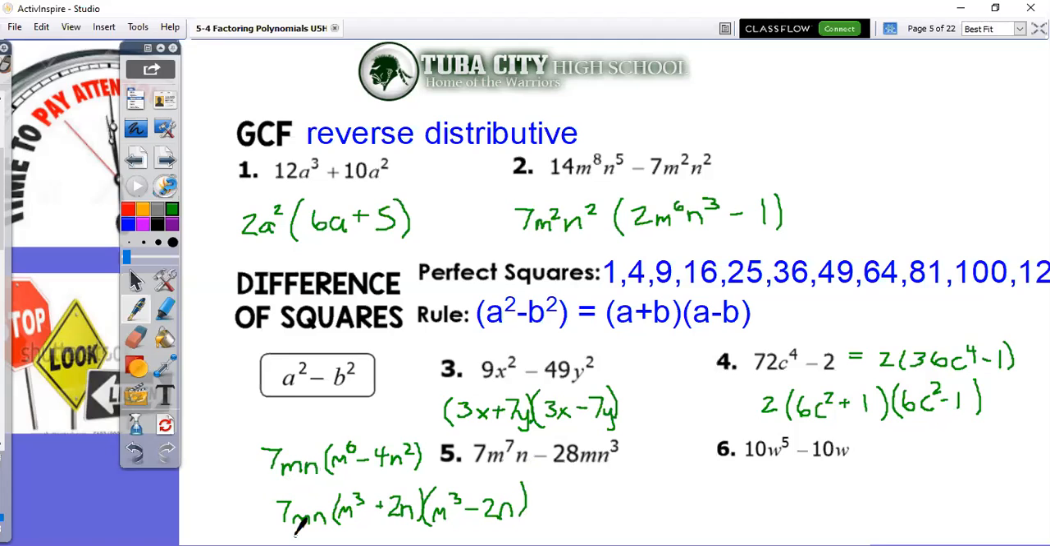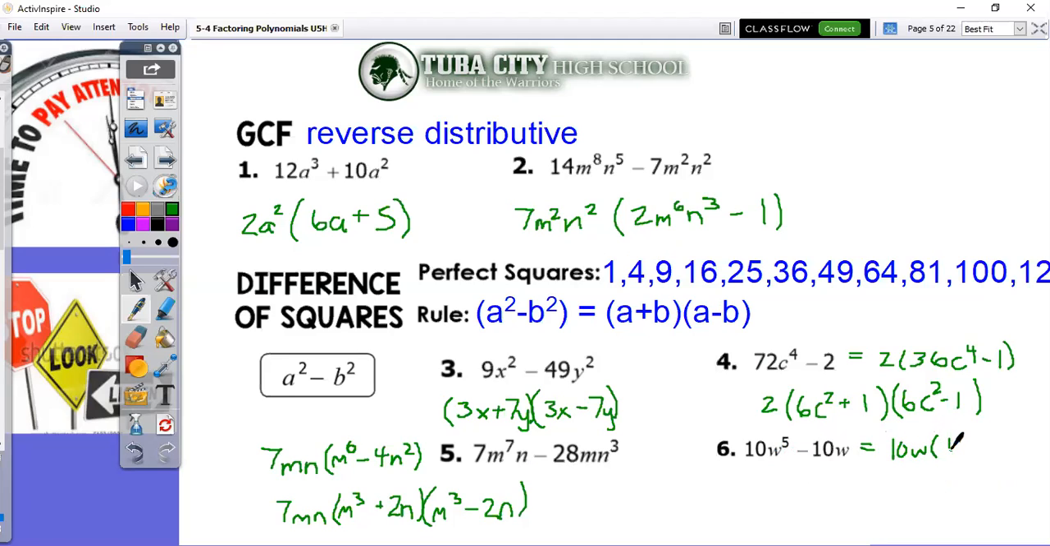Moving on to number 6. Okay, so let's go ahead and, let's see, 10 is not a square number. So it looks like we are going to have to take out something. We're going to take out a factor. So let's see if we can take out 10. And they both have a w. So, and again, you got to go with the lowest one. So this guy has only one w, so we can only take 1 away from any number.